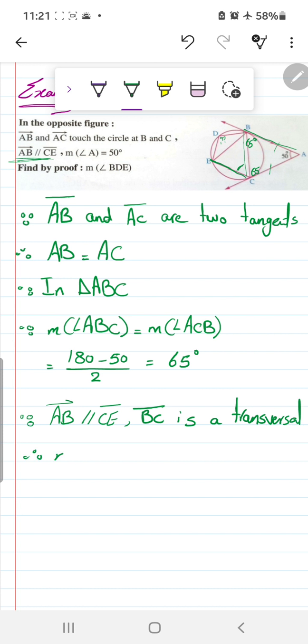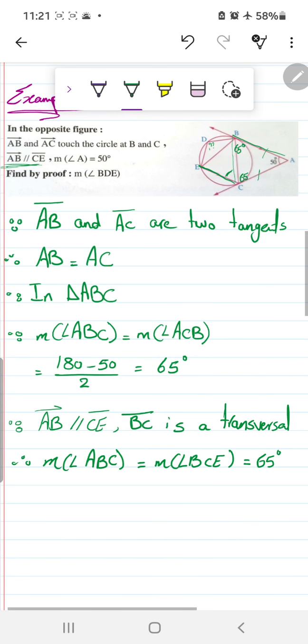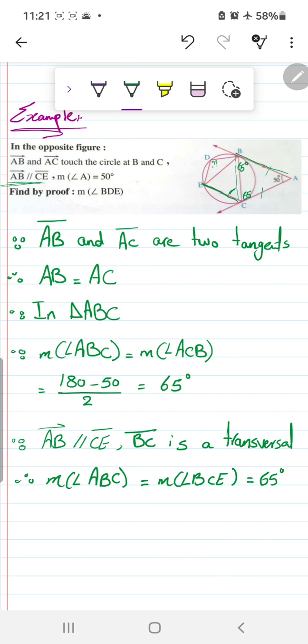So we get measure of angle ABC equals measure of angle BCE equals what? Equals 65 degrees. Okay, so here we have B, C, E, D. This figure is called what? From the previous lesson, of course, it is called a cyclic quad.